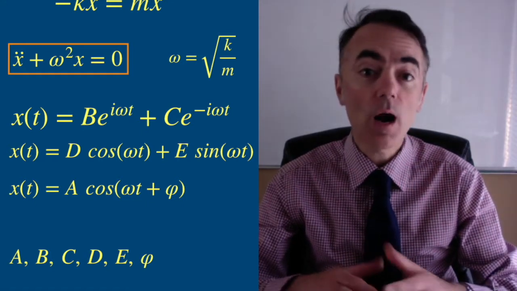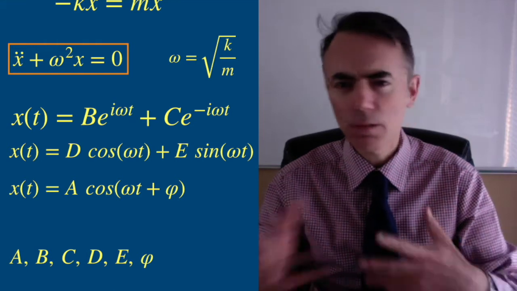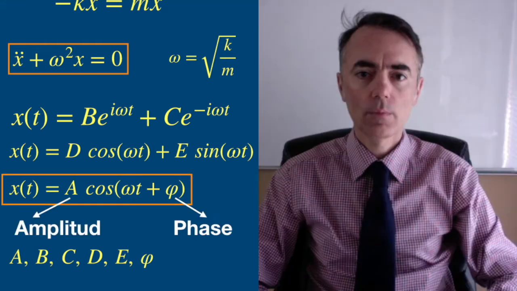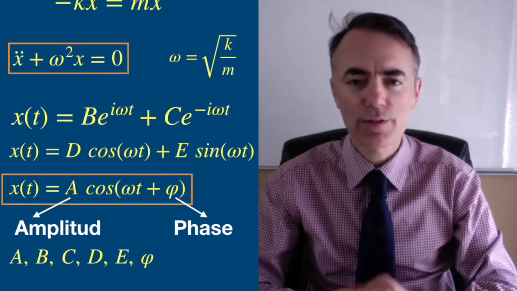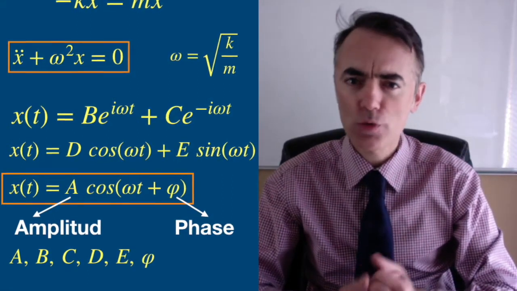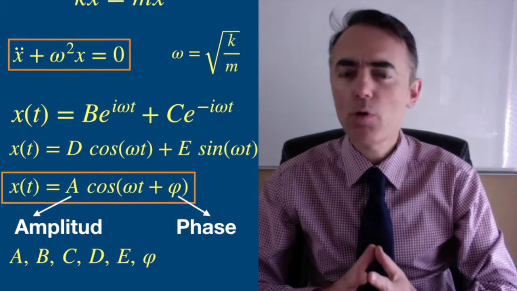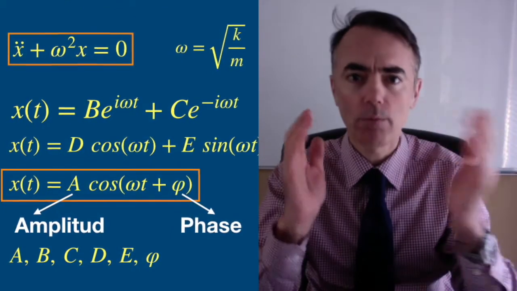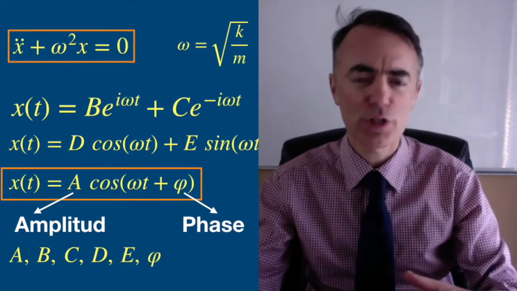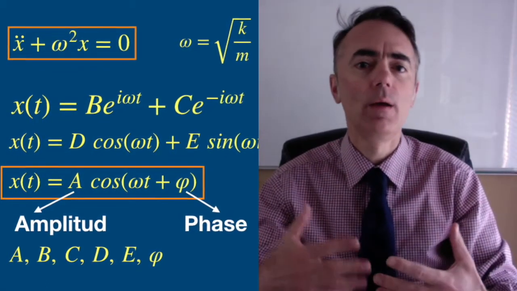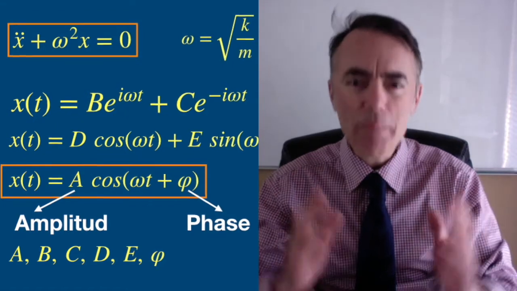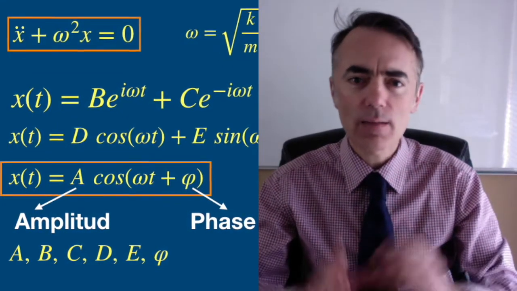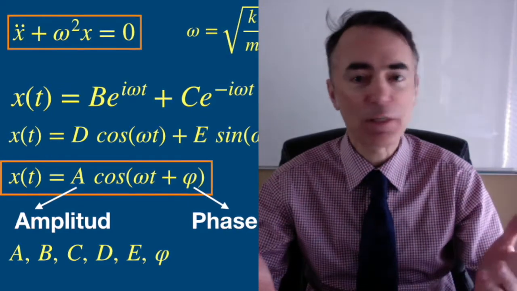All these are the same solution. Depending on the problem you are solving, you might prefer one over the other. In our case, I'll use the last expression. It clearly shows what's going on. This is a periodic motion, sinusoidal. The oscillator goes from plus A position to a minus A position with an angular frequency omega. A is the amplitude of the motion, the maximum distance from the equilibrium position. And the oscillator at time equals zero had an initial phase phi.